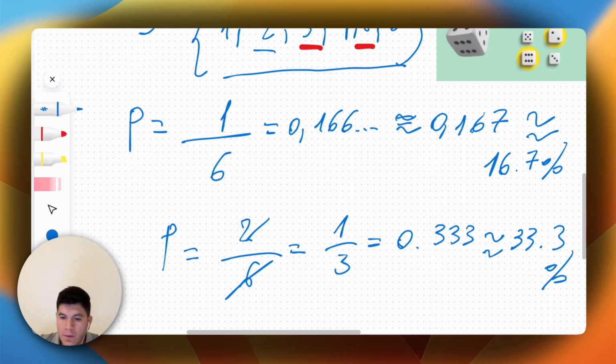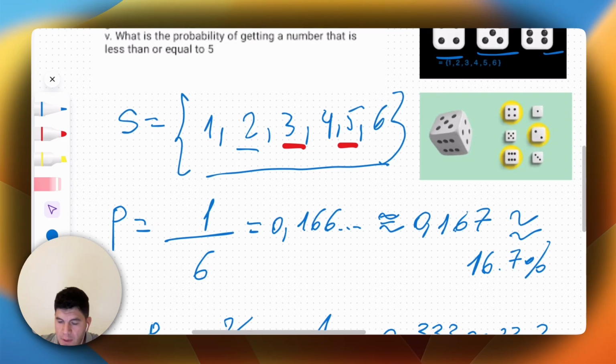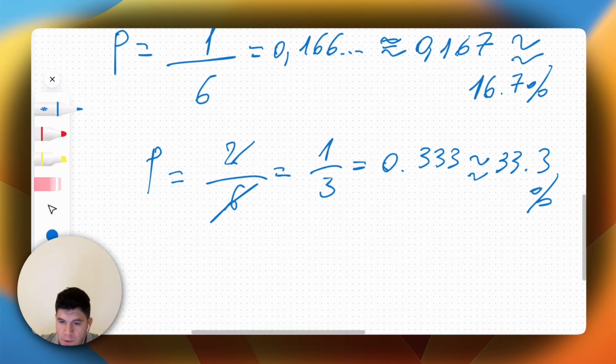So now what about the probability of getting a number that's at most 4? What does this mean? The "at most 4" signifies the possible outcomes that lead to the particular problem listed here. What's at most 4? It means that we can get numbers that are less than or equal to 4. So it means we can get 1, 2, 3, and 4.